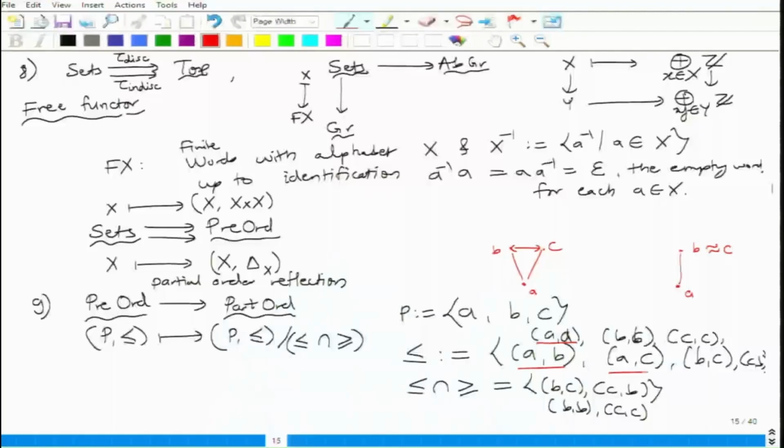What's the meaning of an initial object? A is an initial object if there should be only one arrow from A to something. So is it true? From A to A there is one arrow. AA is in the category, AB is there and AC is there. So A is indeed an initial object in this category.